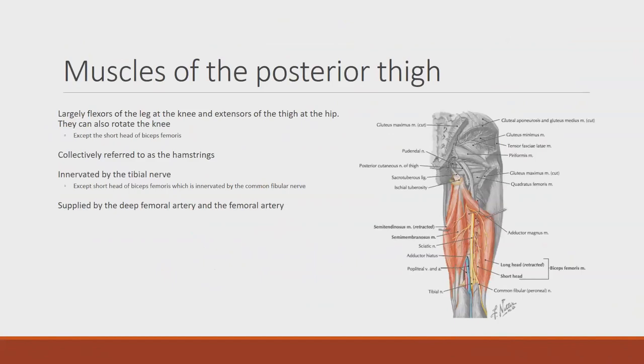And I guess another easy way to remember, kind of like the insertions, again, not really important, but if you think about it in your mind, it might make a bit more sense. Your biceps femoris is actually more lateral, and it attaches to the lateral aspect of your tibia, right? Whereas your semitendinosus and your semimembranosus attach to the medial aspect of your tibia. And the common fibular nerve is more lateral, so it attaches to the short head of the biceps femoris, which is the most lateral part of your hamstrings muscles. It's just a way to think about it. I don't know if that works for you guys.